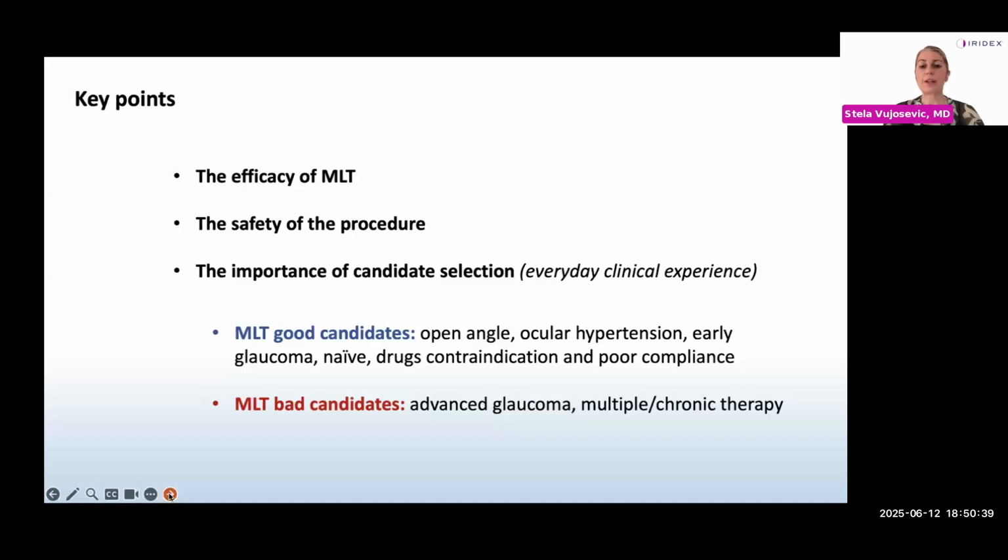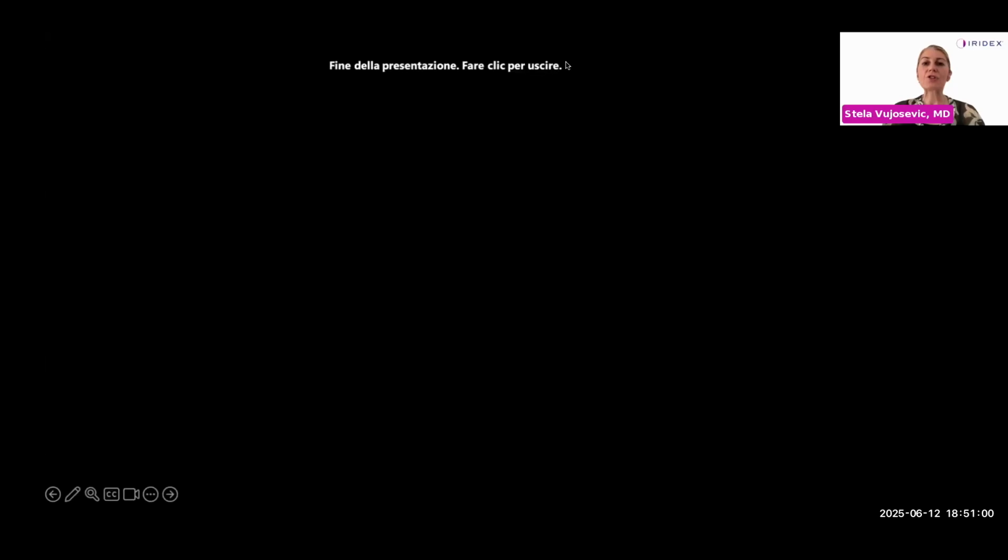So the good candidates for MLT are patients with open angle, with ocular hypertension, with early glaucoma, naive to treatment, with contraindication to drugs and poor compliance to the medical therapy. Bad candidates are patients with advanced glaucoma and with multiple chronic therapy. With this, I have finished and I thank you.